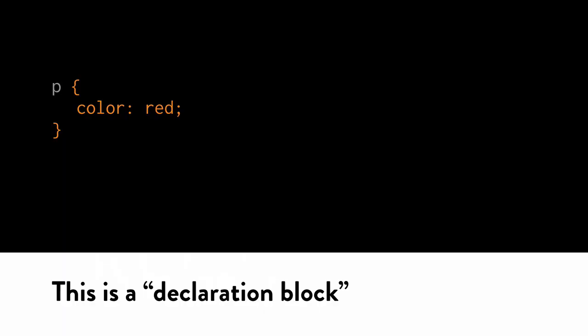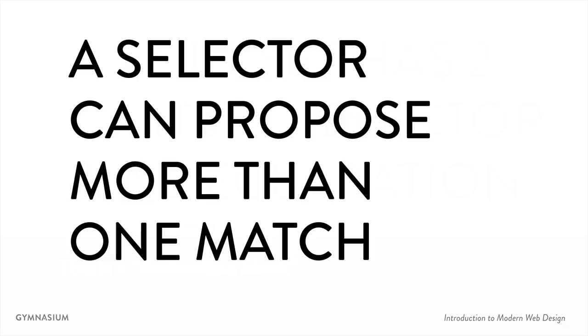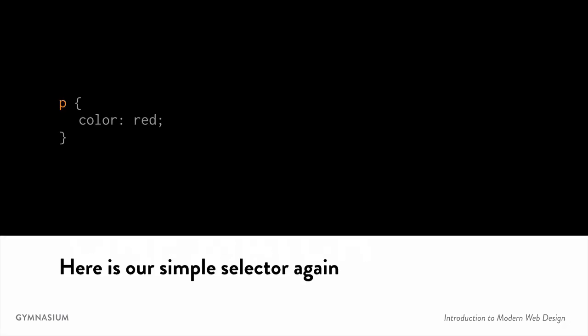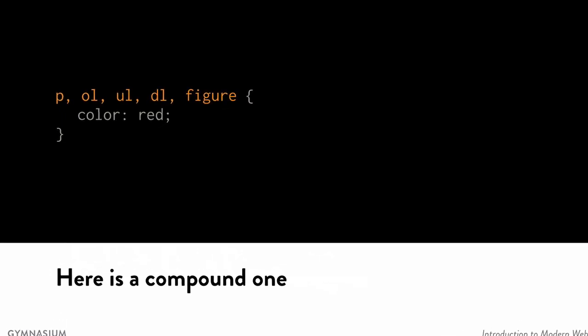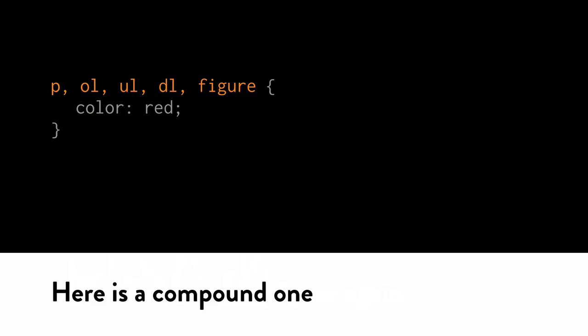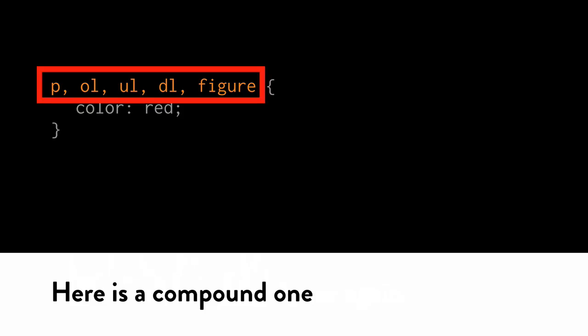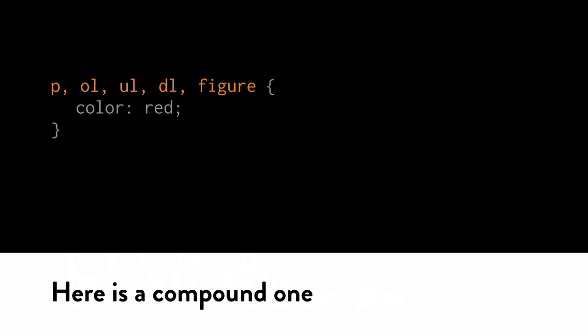curly brace. Now, a selector can propose more than one match. So in this simple example, the selector is for a P, which, as you'd probably guess, selects a P element or a paragraph. But let's say I wanted to apply a color of red to more than just paragraphs. Well, I could use a compound selector, as you see here. This would select paragraphs, ordered lists, unordered lists, definition lists, and figure elements, and set all of them red.